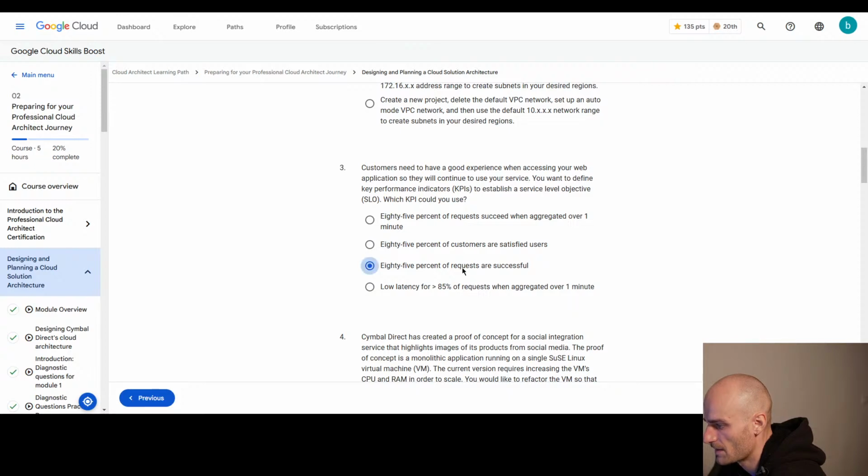85% of requests are successful. Satisfied users doesn't mean anything. 85% of requests succeed when aggregated over minutes. Wow, I imagine this one is good.